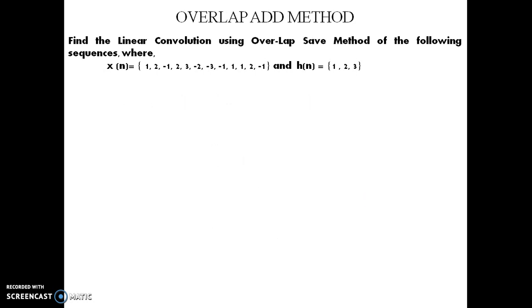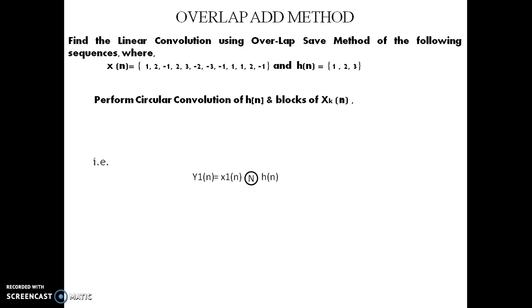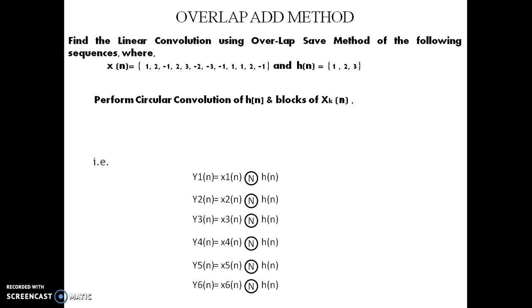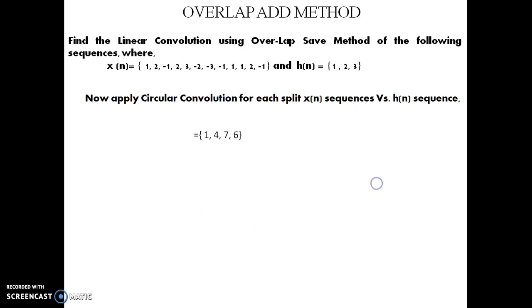Now the same process here we also follow as the overlap save method. What we are doing is circular convolution. So perform circular convolution of hn and each block of xkn, that is, y1n is considered as x1n circular convolution with hn. Similarly, we write down up to y6n, which is x6n convolved with hn.